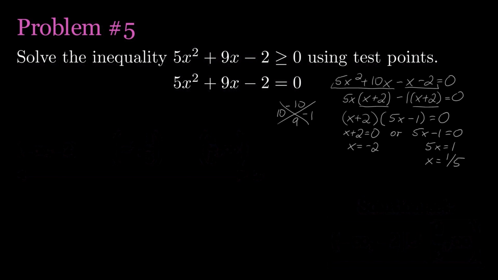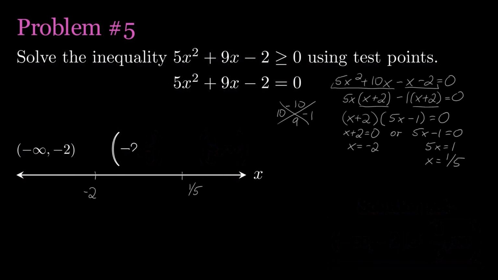So we have two real solutions in here that we are plotting on the x-axis. The alignment of them is what matters. -2 is to the left of 1/5. So let's say -2 is right here, and 1/5 is there. That partitions our real number line into 3 intervals, from -∞ to -2, then from -2 to 1/5, and then from 1/5 to infinity.